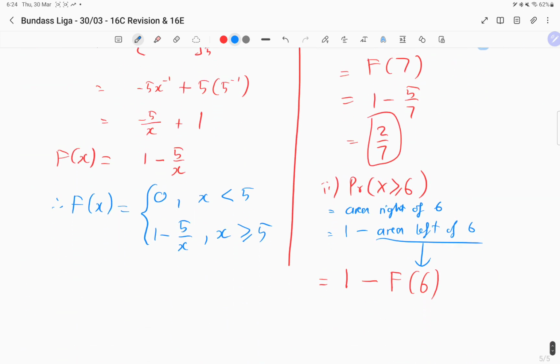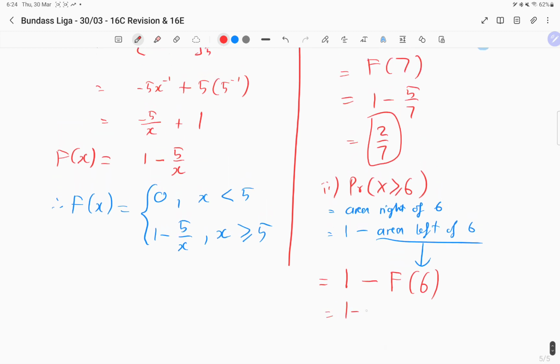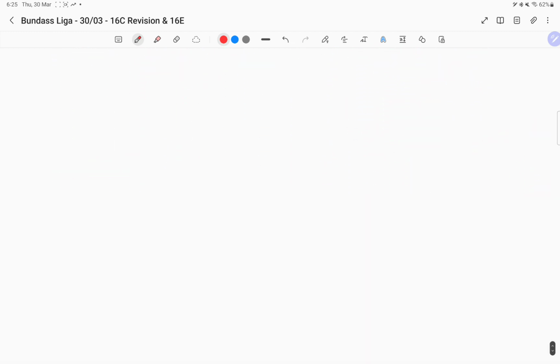Alright, moving on. So that would be 1 minus area left of 6, which is 1 minus big F of 6, which is 1 minus 5 on 6. Opening brackets, 1 minus 1 plus 5 on 6. The answer is 5 on 6. See, algebra is pretty easy if you understand what the big F notation means. Make sense? This is a bit tricky, but if you get it, you get it. If you don't get it, it will take some time to actually get it.